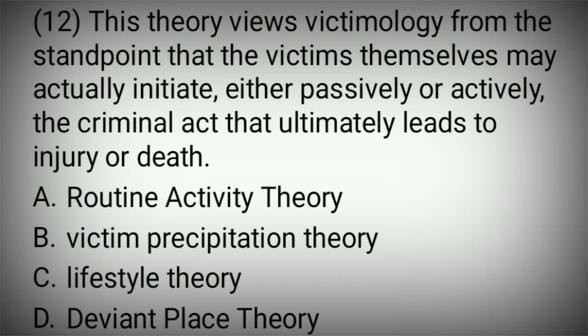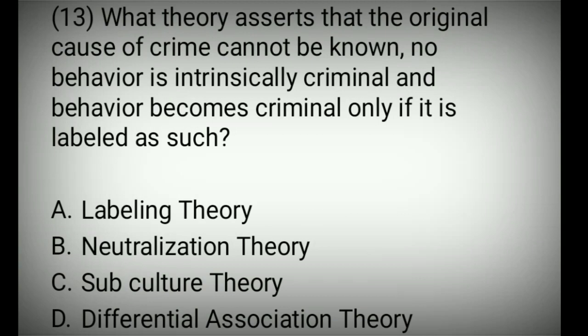Number 13. What theory asserts that the original cause of crime cannot be known? No behavior is intrinsically criminal, and behavior becomes criminal only if it is labeled as such. A, Labeling theory. B, Neutralization theory. C, Subculture theory, or letter D, Differential association theory.